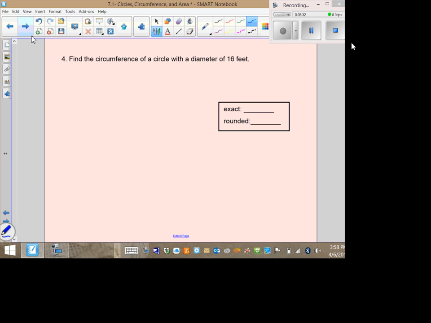All right, again, let's find the circumference of a circle with diameter of 16 feet. So my circumference equals pi d.